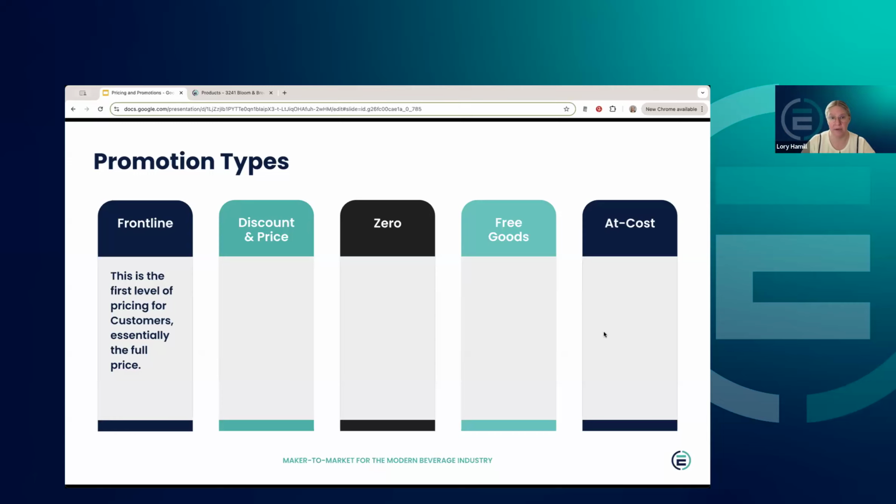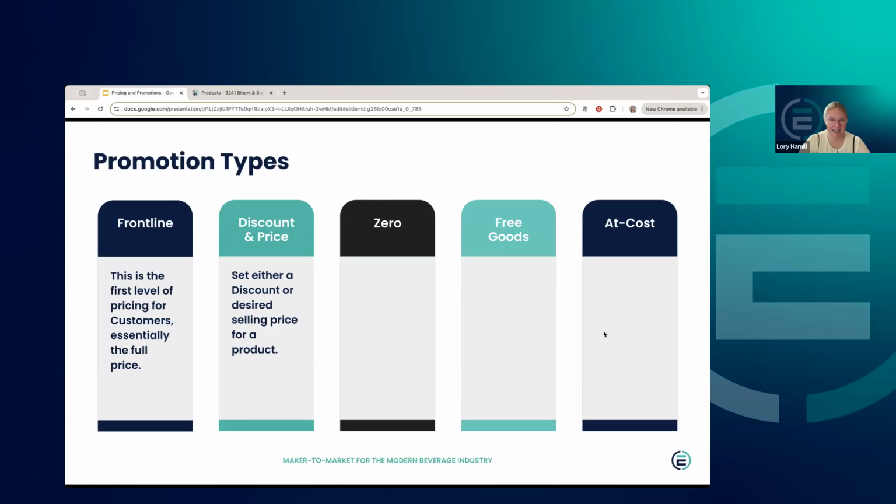Now, different than a frontline are our discount and price promotions. And in my experience, discount and price, coupled with frontline, are the most common promotion types that we see. And they're going to do exactly what they say they're going to do. They're going to offer a discount or set a price. Now, discount is really the only promotion type that we can layer, and we can layer that only with frontline.